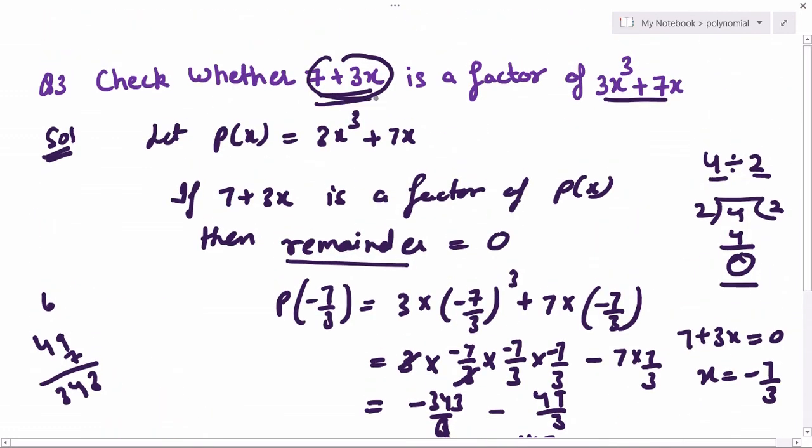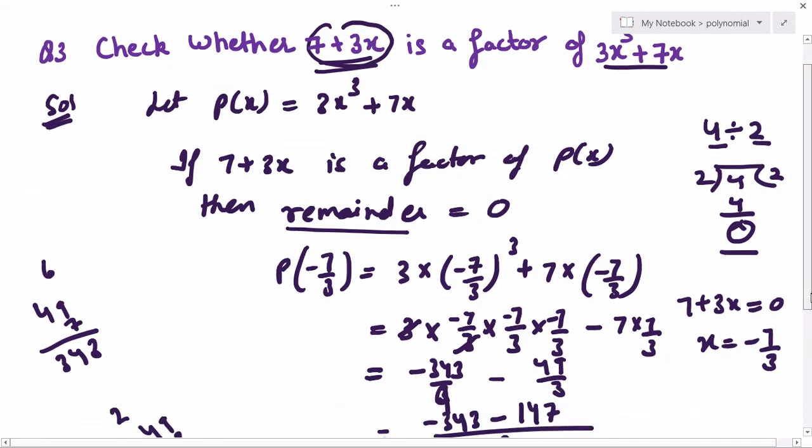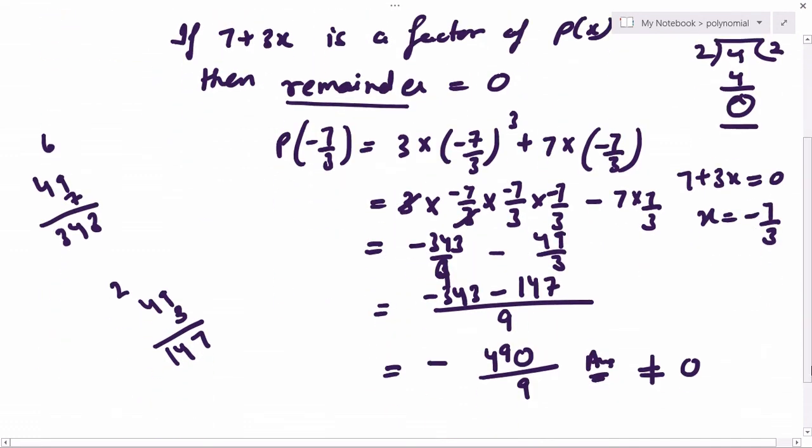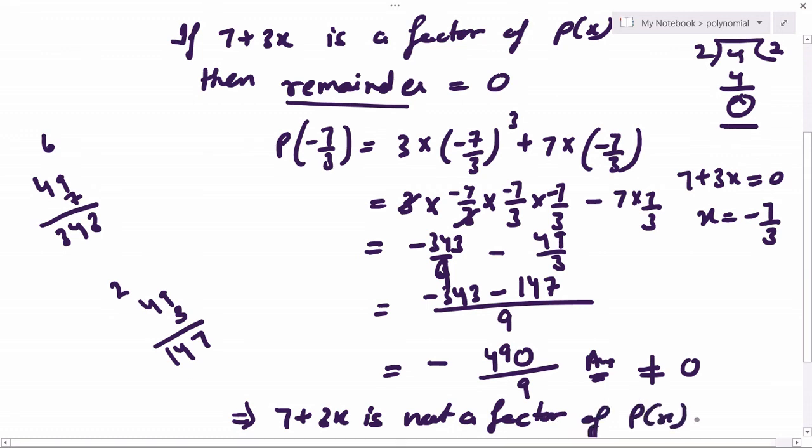Since, see children, if this is a factor of this polynomial, then the remainder should be 0. Here I have calculated the remainder, but you are not getting 0. Here the remainder is not 0. So this implies 7 plus 3x is not a factor of p(x). If you get the remainder equal to 0, then only you can say that this is a factor of this polynomial. Since the remainder is not 0, it is not a factor of this polynomial p(x).